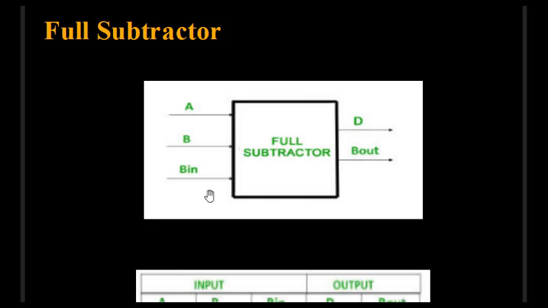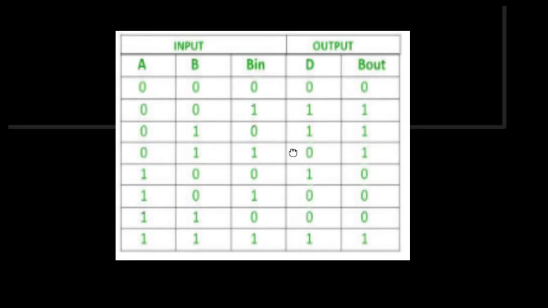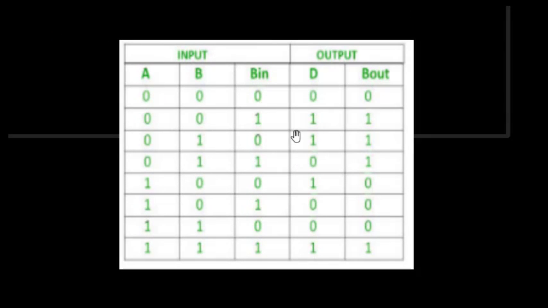So the full subtractor, as we can see in the block diagram, has 3 inputs and 2 outputs: A, B and BIN. BIN is the borrow in from the previous subtraction, and the outputs are D, the difference, and borrow out. So we have borrow in and borrow out, and this is the truth table of a full subtractor with 3 inputs. So how does it work?